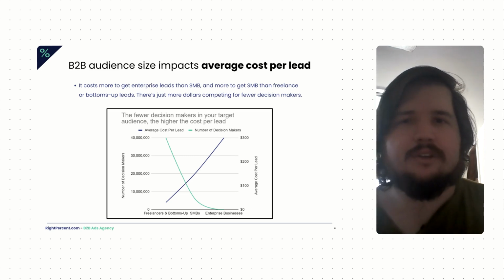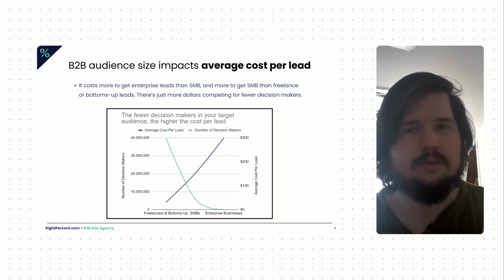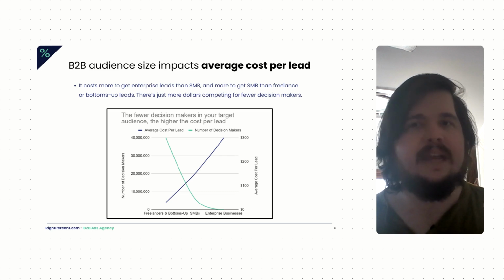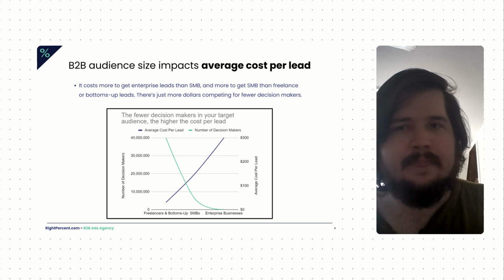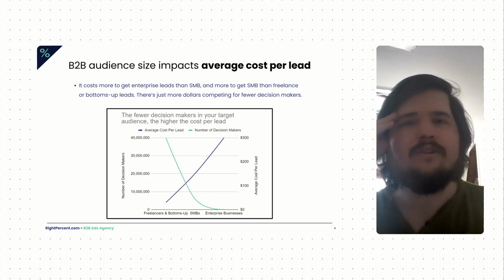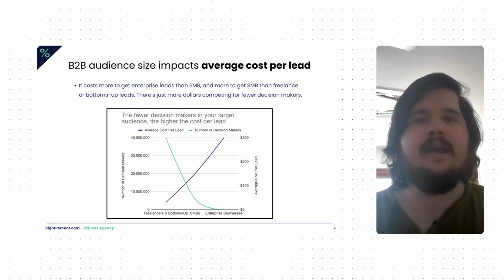In general, there's a correlation between cost per lead and number of decision makers. Actually, an inverse correlation. The fewer decision makers you have to target, this is decision makers here, the higher your cost per lead is going to be.